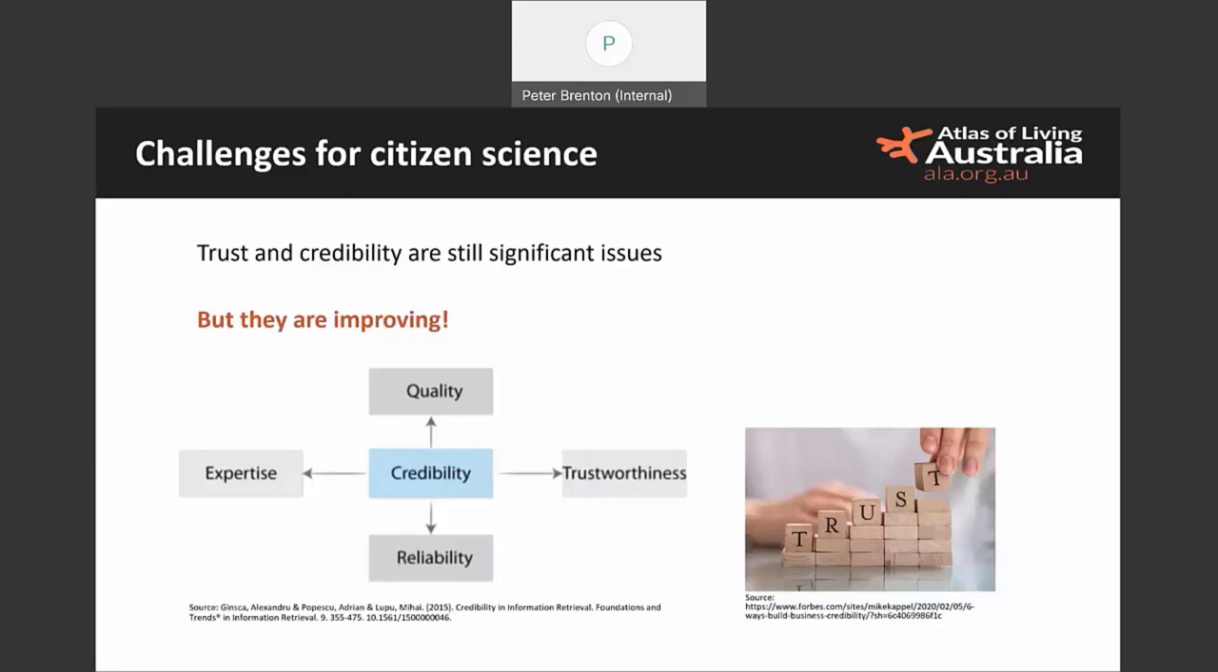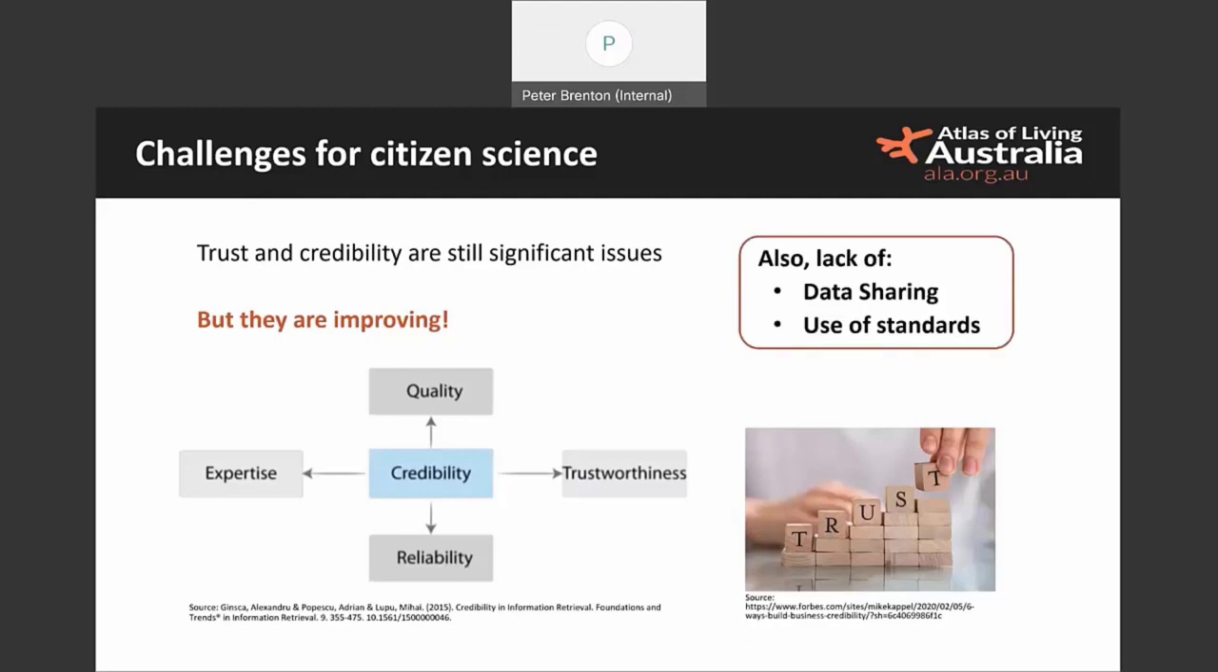Credibility is a function of the quality, or perceptions of quality, the reliability of the information, which is how consistent it is, the expertise that's been put into collecting it and trust in that expertise, and also the trustworthiness of the data itself. Together those factors have over time contributed to perceptions in the user community that citizen science data lacks credibility and is therefore difficult to trust. We know that situation is not always true, and there are a number of things that we can do, which I'll cover shortly.